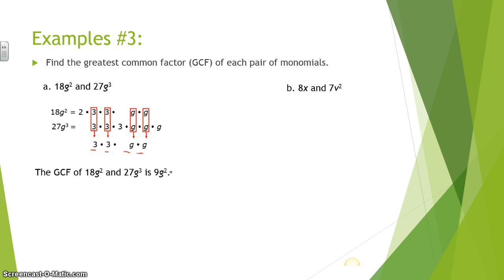For B, we have 8x and 7v squared. So I can write the prime factorization of 8, which is 2 times 2 times 2. And then for x, we just write x there. For 7v squared, that's going to be 7 times v times v. Notice there's no number or variable in common between these. So the greatest common factor is actually just going to be 1. If you can't find anything in common, remember with prime factorization, 1 will always be a common factor. So the answer to this second part here is 1.